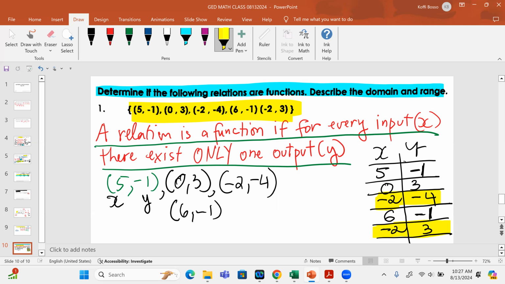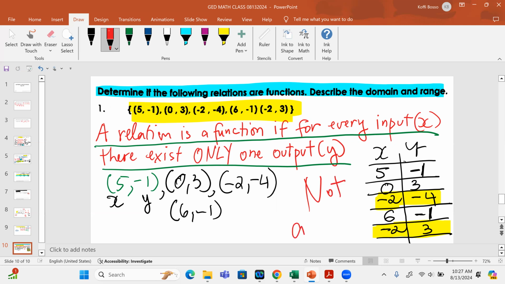So this is not a function because x negative 2 has 2 outputs. The negative 2 has negative 4. The same negative 2 has 3. So it's not a function, because they say a relation is a function if for every input x, there exists only one output y. So negative 2 has negative 4. The same negative 2 has 3. So it's not a function.